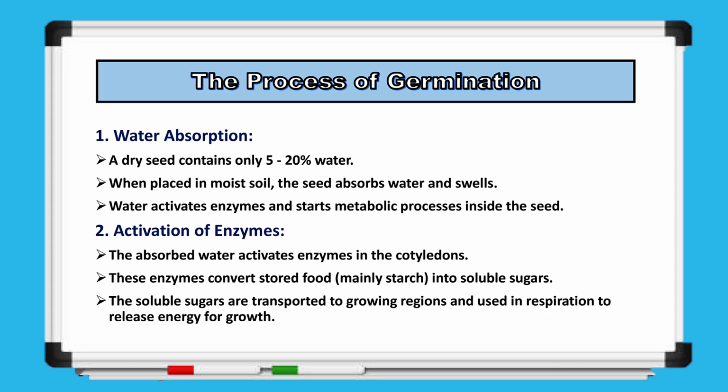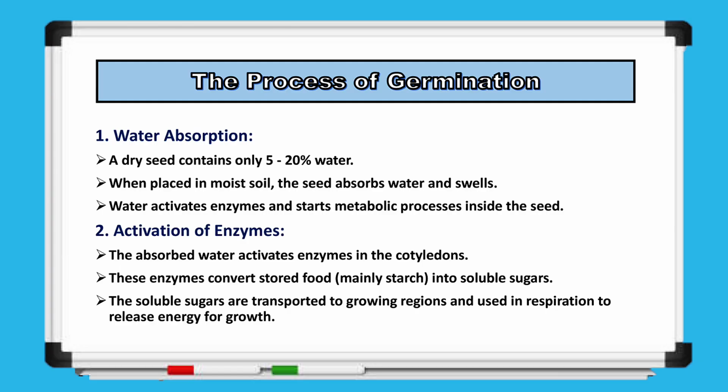The process of germination can be understood more clearly when broken down into stages. First, water absorption occurs. A dry seed usually contains only a small amount of water, around 5 to 20%. When it is placed in moist soil, it absorbs water and swells. This water activates enzymes and starts the metabolic activities inside the seed.